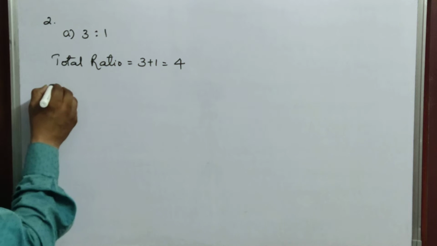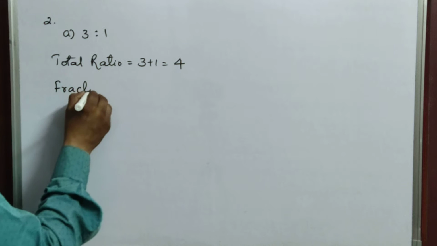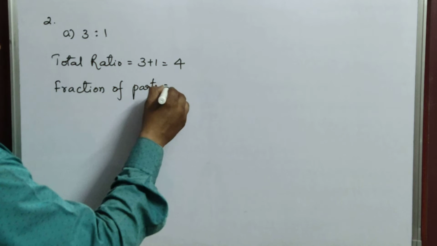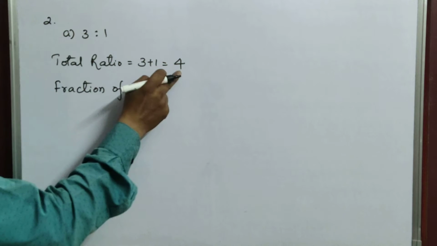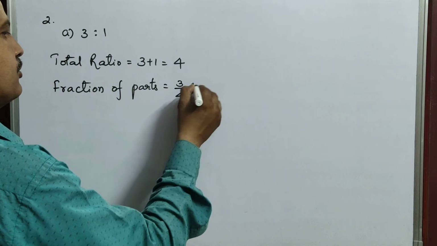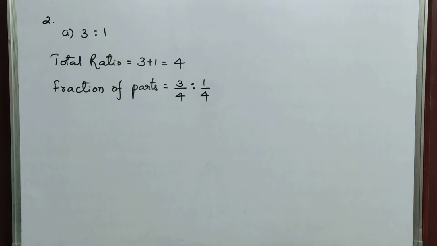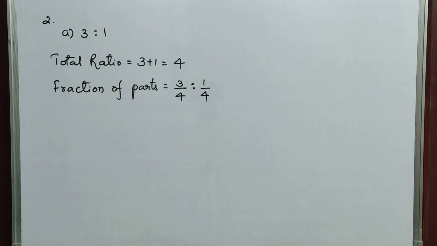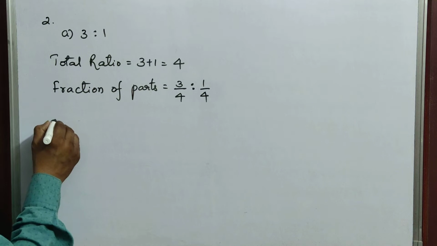Now fractional parts. Fraction of parts. That means out of 4, it is 3 parts. That you can write as 3 by 4 is to 1 by 4. Okay? 3 by 4 is to 1 by 4. Now it is asking to find the percentage. Percentage of what is it asking? See the question very clearly, it is asking percentage of parts. Okay?